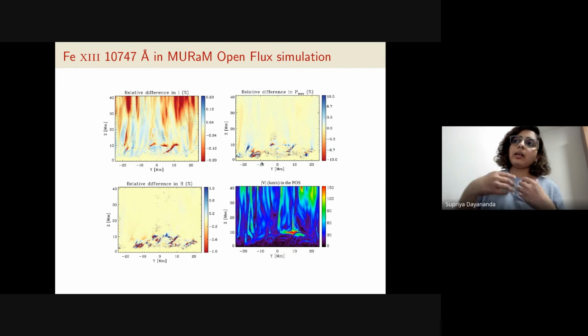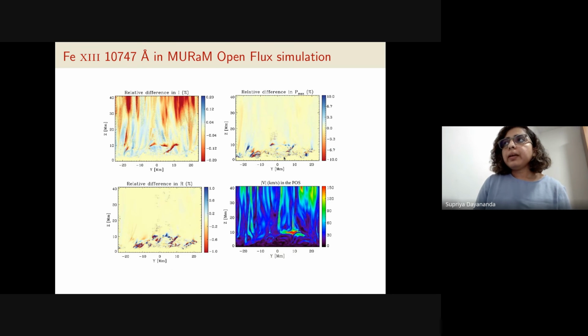And we repeated our calculation like we did for the Lyman alpha lines, by now plotting the relative difference in intensity, total linear polarization, and rotation of the plane of polarization. And we see that this is for the 10747 line. And we see that the effects due to the solar wind velocities on these lines are not very significant. And they are very localized to these regions where the fields must be very strong.